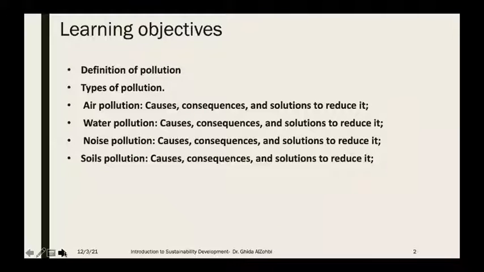The learning outcomes of this chapter are: we will talk about what is pollution, and I will present the different types of pollution, mainly 4 types: air pollution, water pollution, noise pollution, and soil pollution. And for each type of pollution, I will talk about the causes, consequences, and the solution to reduce this type of pollution.